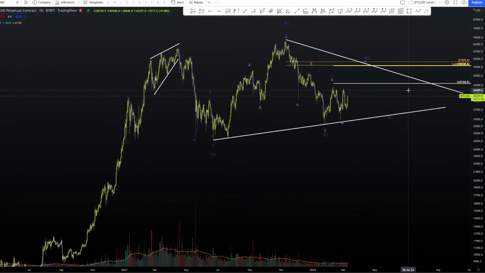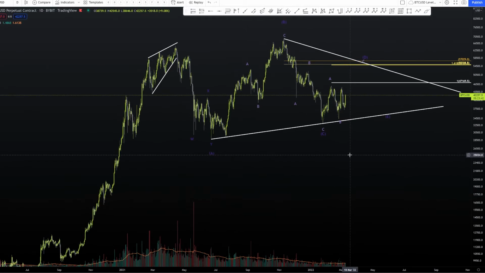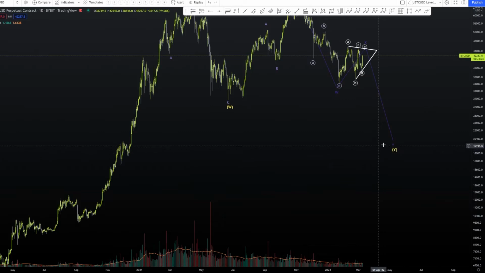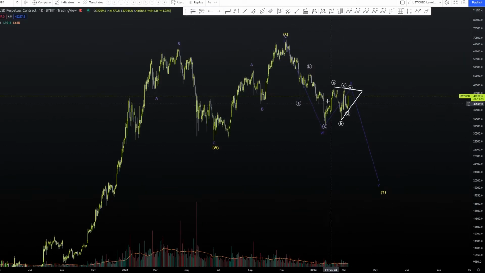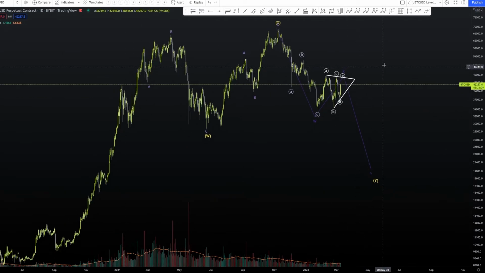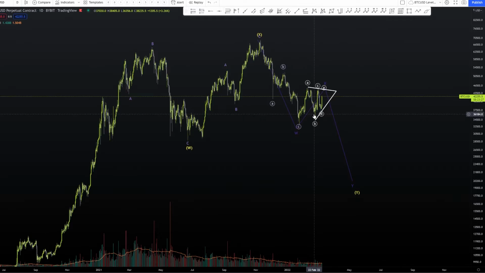So yeah, that's basically the greater context that we're looking at, either the triangle or the WXY. Now the WXY is obviously going to be a more bearish count. It's going to bring us down to the wave Y, probably down to the 1-to-1 of this first move right here. Now, since we're on the daily chart, I'm going to be looking around the 1-to-1 based on log scale.